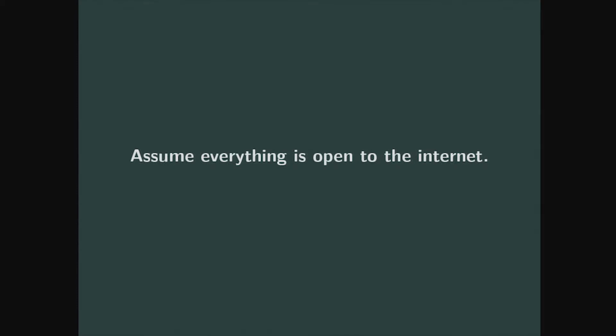Assume everything is open to the internet. When you're trying to reduce your vulnerability to these zonal security issues, if you assume that every system is directly connected to the big bad outside world, you start to take on a different mindset and treat everything coming into that system, that subsystem, as suspicious data. So you just filter anything out.